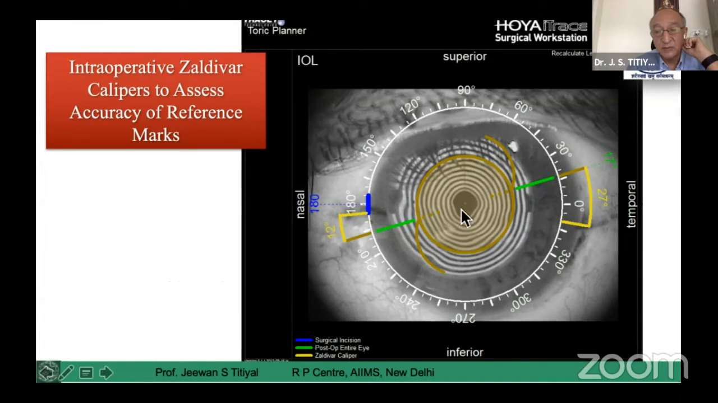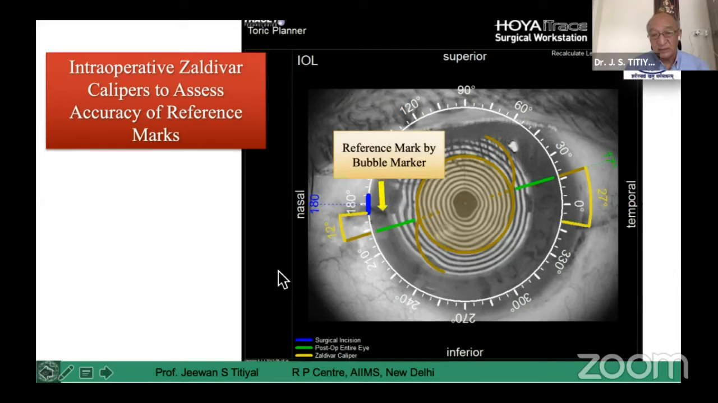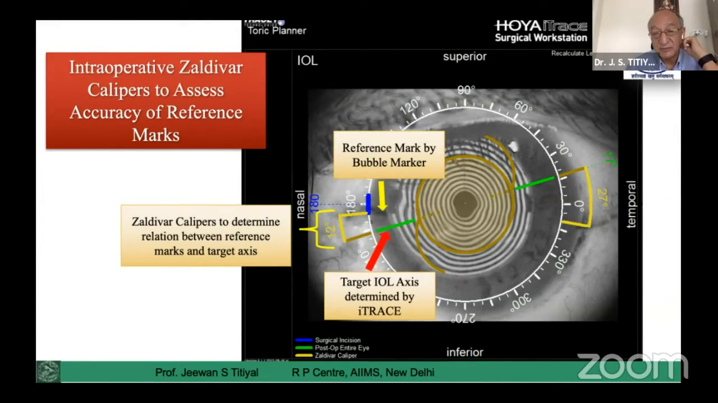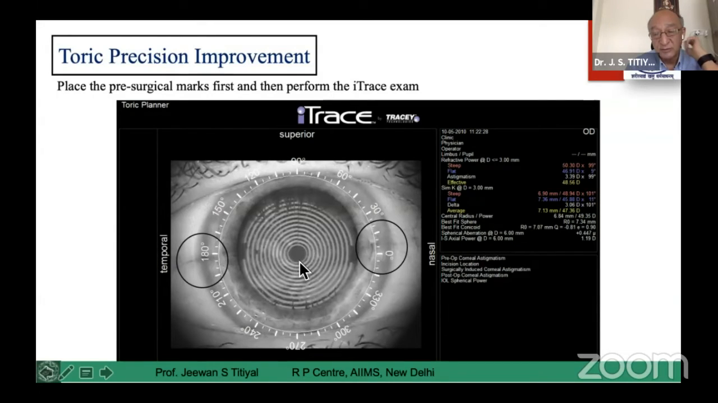If you have put a mark physically by pen, either a bubble marker or a slit marker, you can take the patient to EyeTrace, and that will give you a new assessment based on your mark to exactly give you a new axis of toric implantation. So this is the reference mark by bubble marker, and this is the IOL axis now required to be placed. And the gel level caliper gives you the distance from your initial mark to a new IOL placement mark. So this is a very important tool which can be helpful if you don't have image guided surgery at your hand. The same thing is explained here.